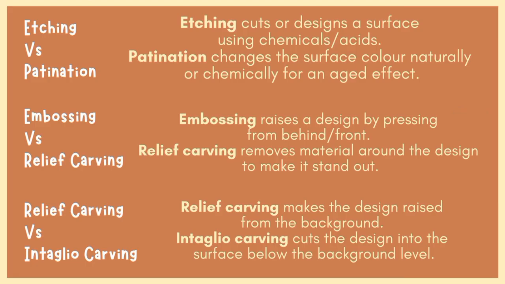The difference in etching versus patination is that etching cuts or designs the surface using chemicals or acids. In patination, you are not cutting anything, you're just changing the surface color either naturally or chemically for an aged effect. The difference between embossing and relief carving is that embossing raises the design by pressing something from behind or the front, but in relief carving, you remove the whole material around the design so that your design stands out.